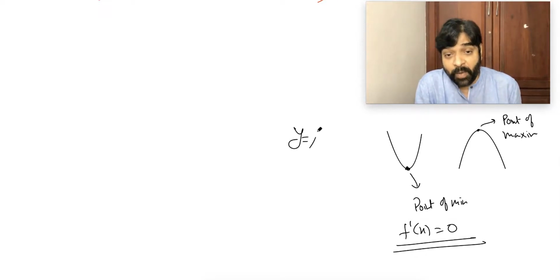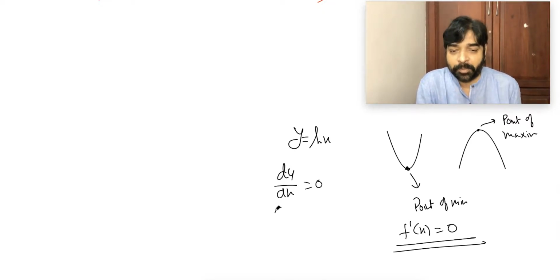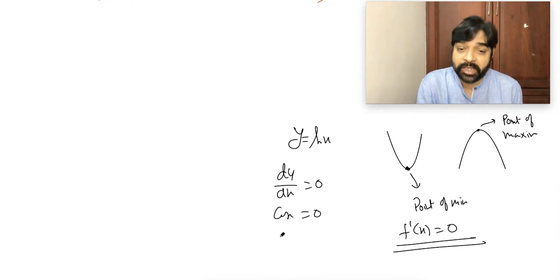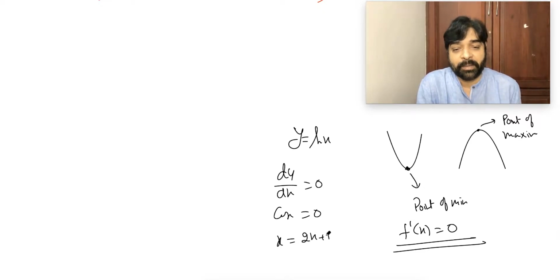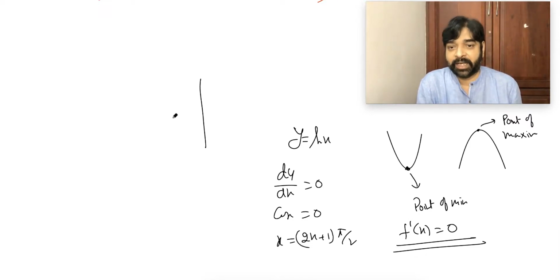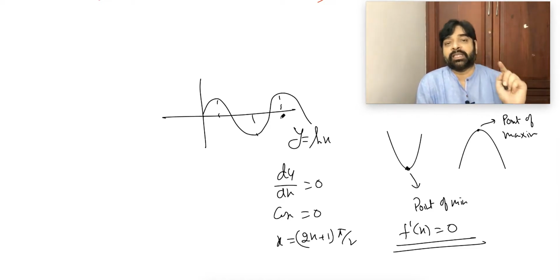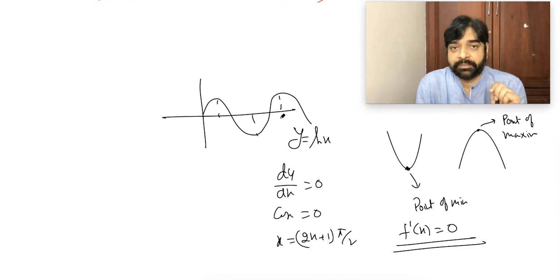Suppose somebody says y equal to sin x, find out the turnings, how many turnings are there? Okay, dy by dx equal to 0, so cos x equal to 0. Cos x equal to 0 means x equal to (2n plus 1) pi by 2. This means the graph will take a turn at every odd multiple of pi by 2, and that is very much correct. Because in the sin x graph, this is the turning point at pi by 2, this is the turning point at 3 pi by 2, this is the turning point at 5 pi by 2. So at every odd multiple of pi by 2, it will take a turn.